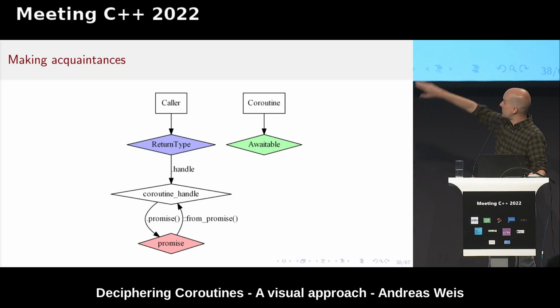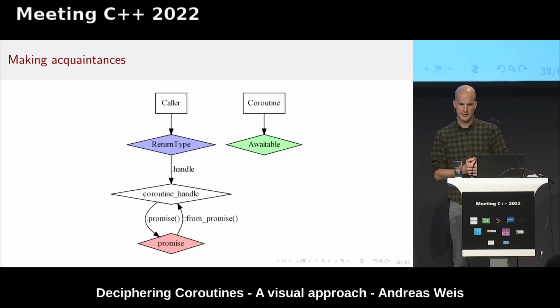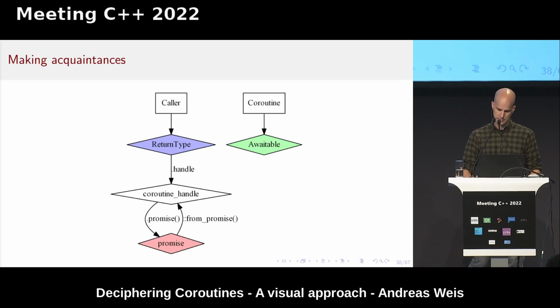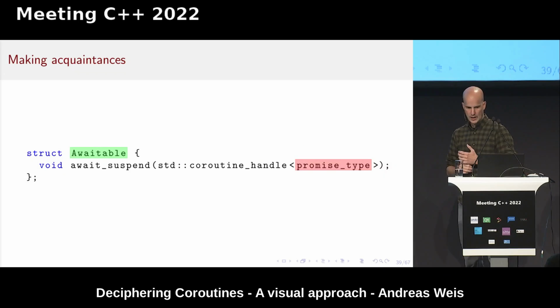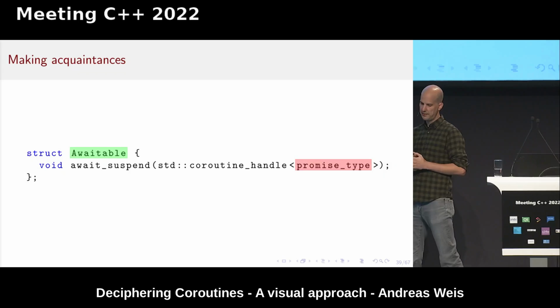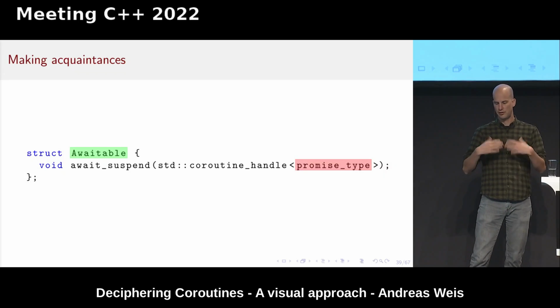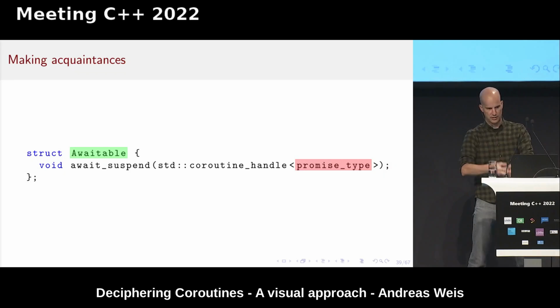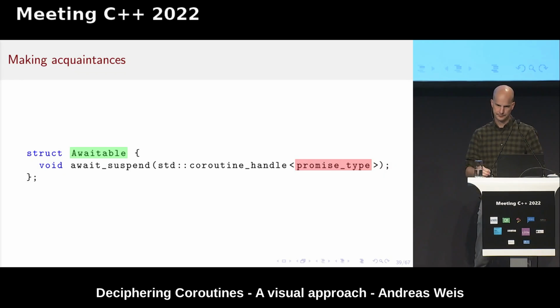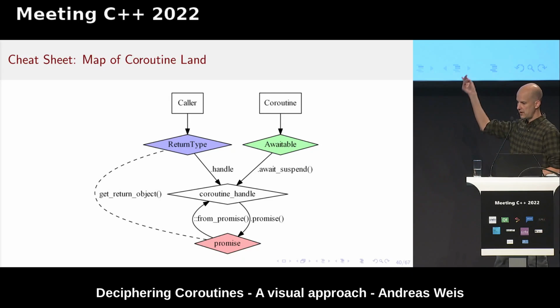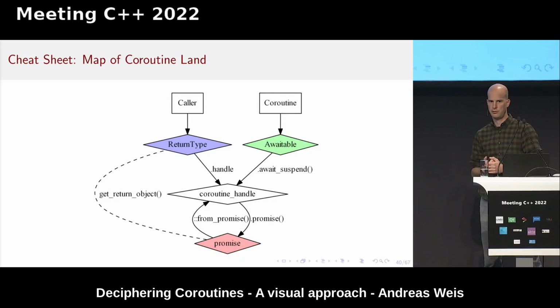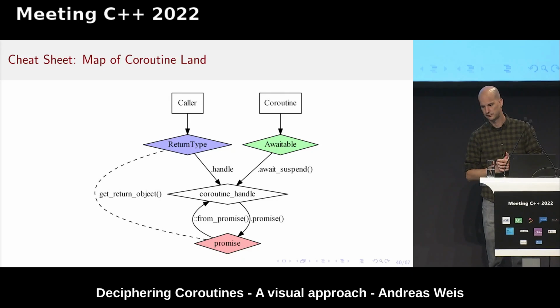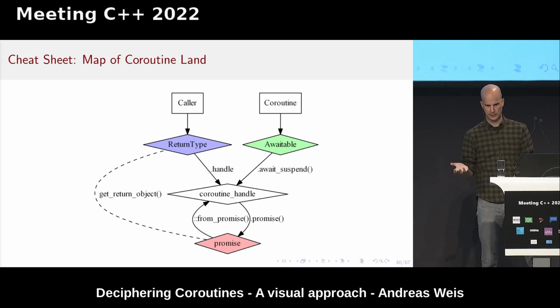What is still missing now is the coroutine and the awaitable. They're still disconnected. So what can we do there? The connection point here is the await suspend function, because if we remember back, that gets passed the coroutine handle to the function that we're about to suspend as an argument. So again, also here, through the await suspend function, we can get to the coroutine handle and to the promise. And now we have all of the parts connected, right?